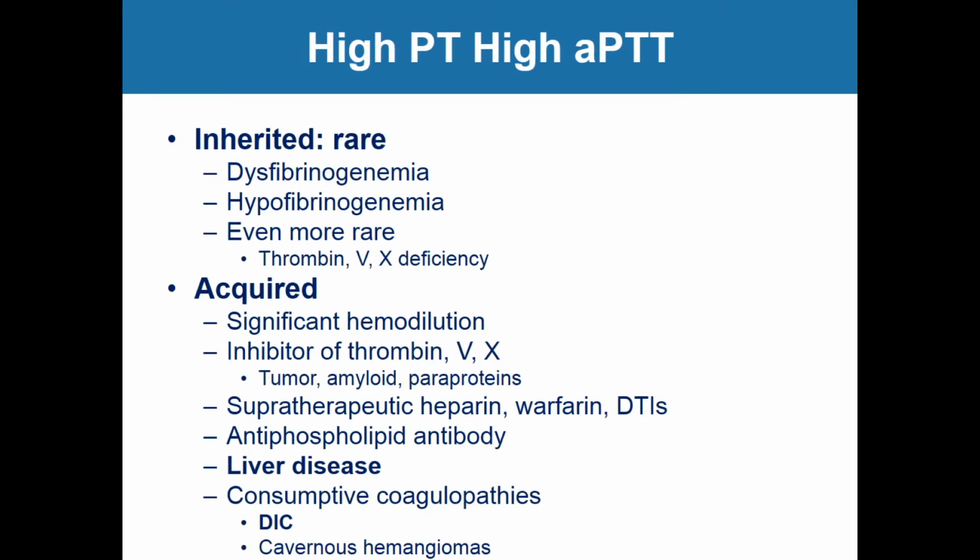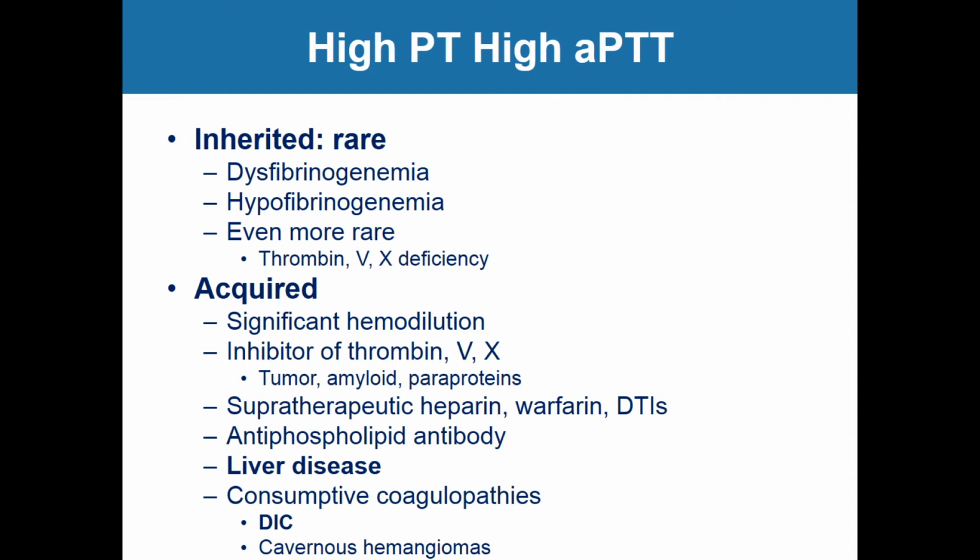If both PT and PTT are elevated, you can have rare inherited disorders such as dysfibrinogenemia, hypofibrinogenemia, and the even more rare deficiencies of thrombin, factor V, or factor X. It's more common in the ICU setting for patients to have an acquired abnormality, and this can be the result of significant hemodilution, an inhibitor of thrombin, factor V, or factor X, as can be seen in situations of patients with tumors, particularly amyloid and other paraproteins.